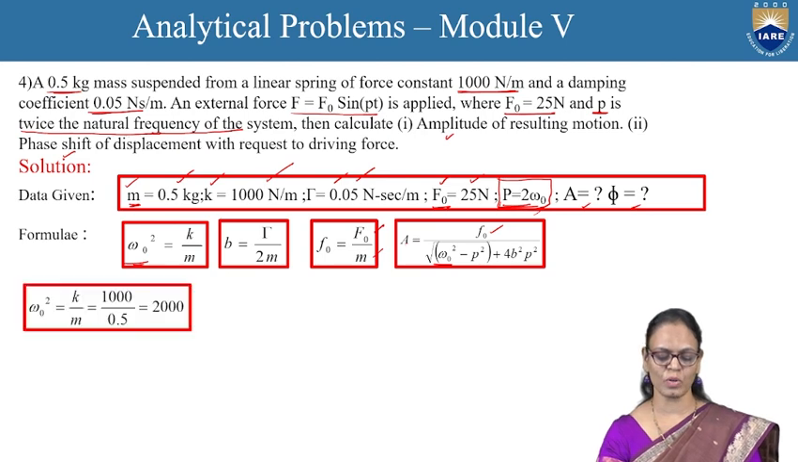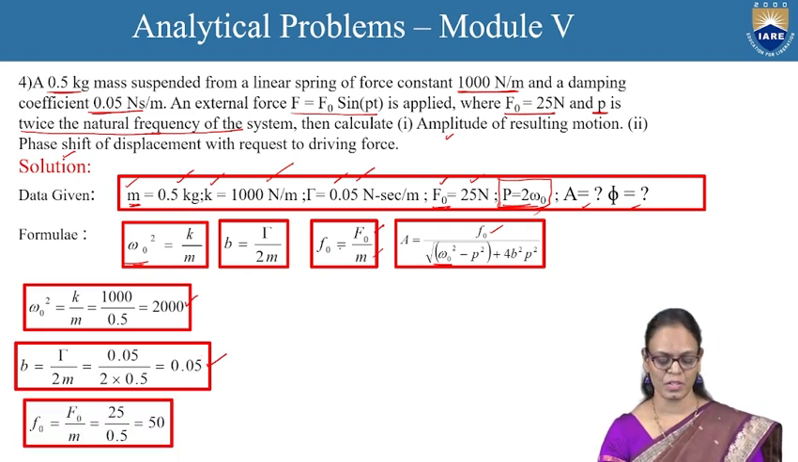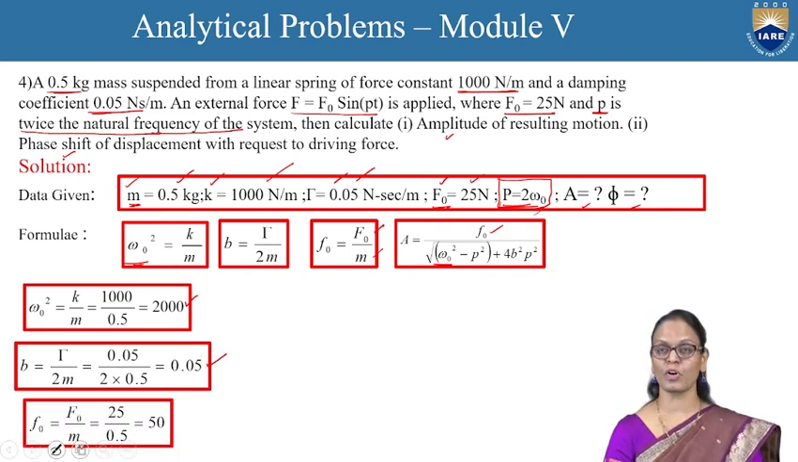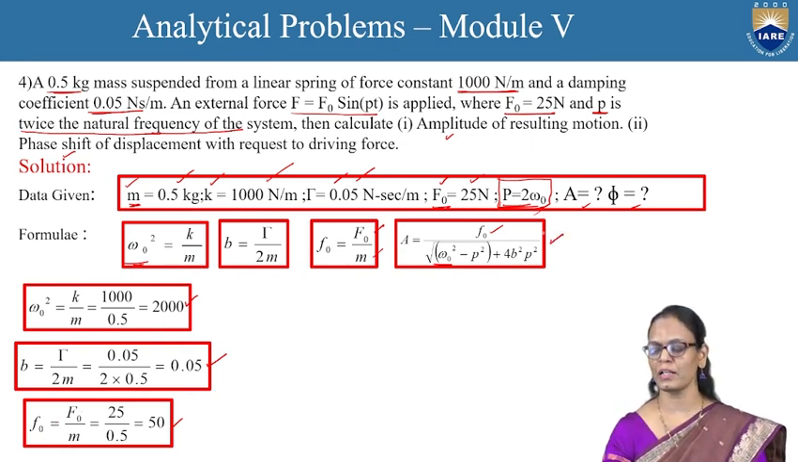So let us find omega naught square. Omega naught square is K by M. Simple. Substitute and get the answer for omega naught square. Then we will get B. B is gamma by 2M, so 0.05 by 2 into 0.5. So we have got B also. Then get f naught. f naught is capital F naught by M, so 25 by 0.5 gives us 50. So if you get all these three values, we can simply substitute in this formula and get the answer.